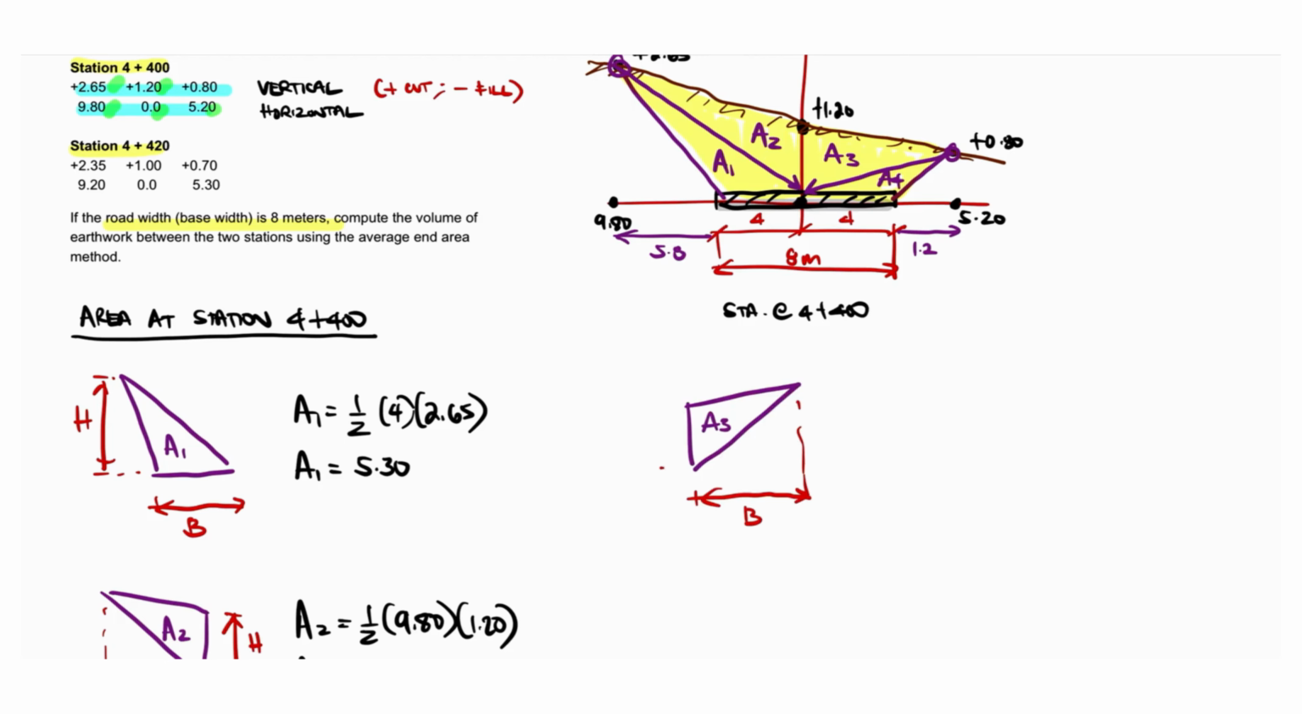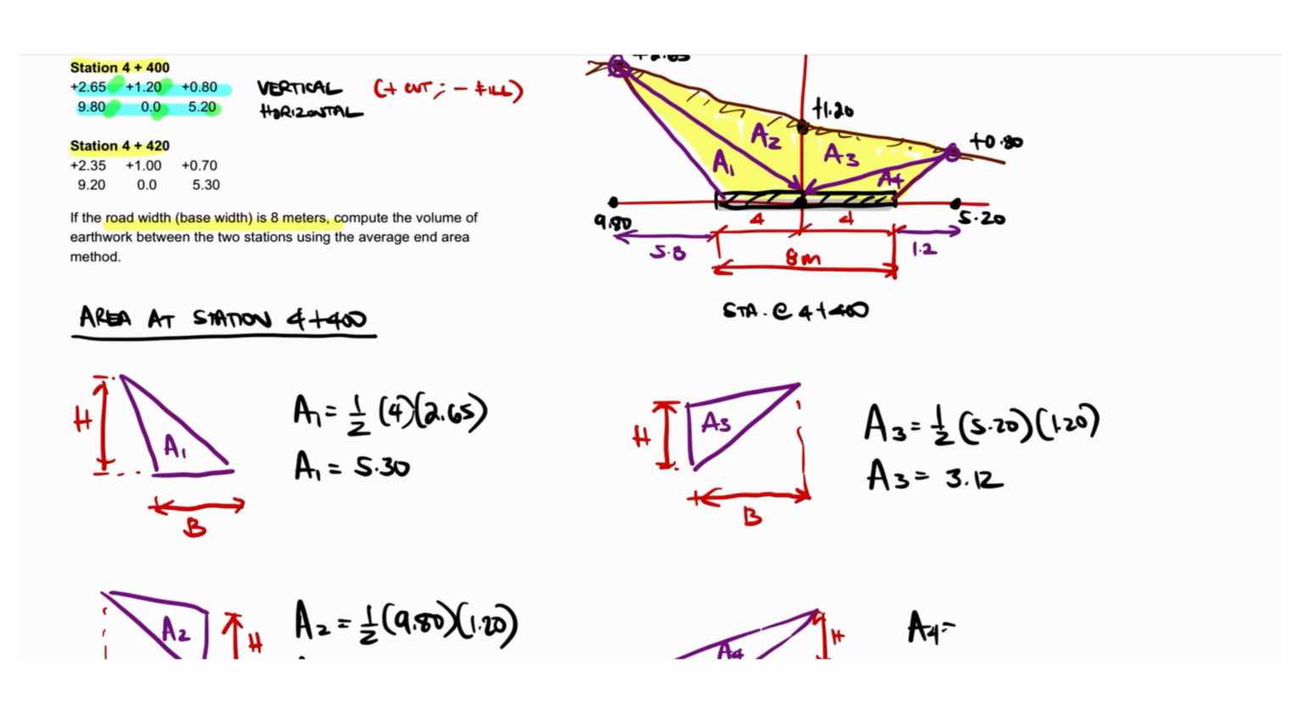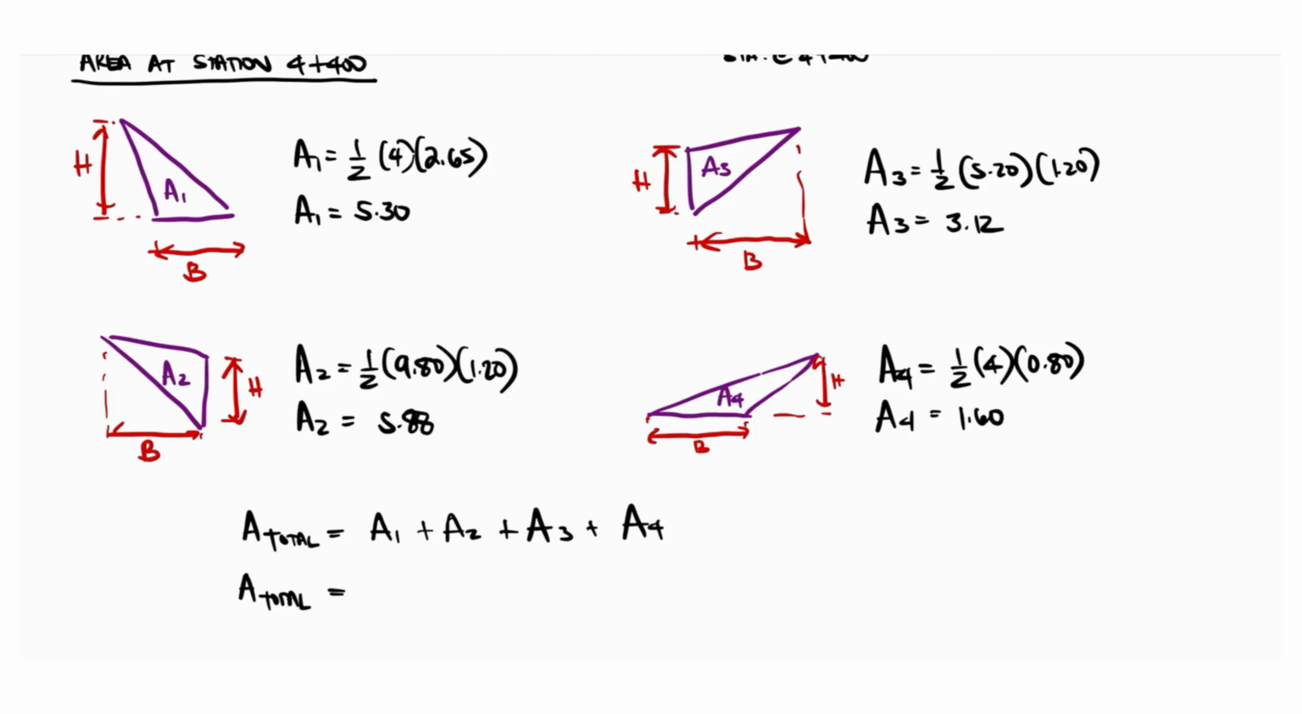For A3, the base is 5.20 meters and the height is 1.20 meters. Thus, A3 is equal to 1/2 times its base, 5.20, times its height, 1.20. The area for A3 is then 3.12. Lastly, for A4, the base is 4 meters and the height is 0.80 meters. It is equal to 1/2 times the base, 4, times the height, 0.80. The area for A4 is 1.60. Adding all the areas, we obtain 15.90 square meters.